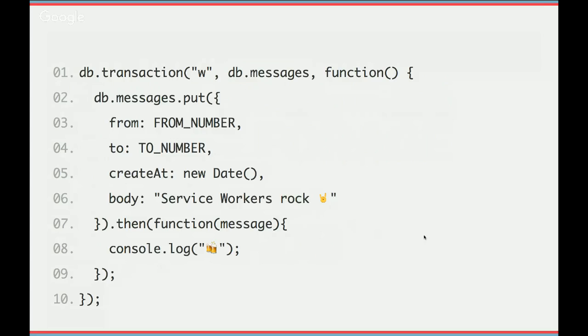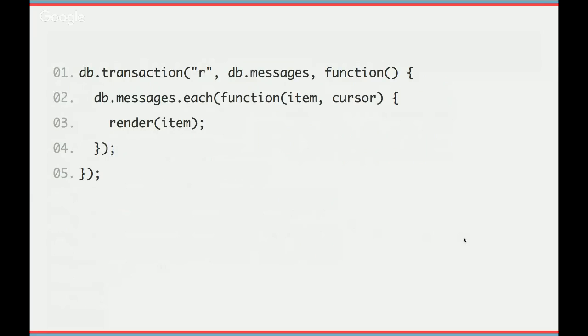And then when you want to read them out, you just do a read transaction on the database, and you can just call each over all the messages in this case, and you'll get each item, and you can render it out somehow. I don't care how you render them. You might be using the fanciest of new frameworks, or you might just be writing HTML with jQuery. But this is the place where you would render an item like that.